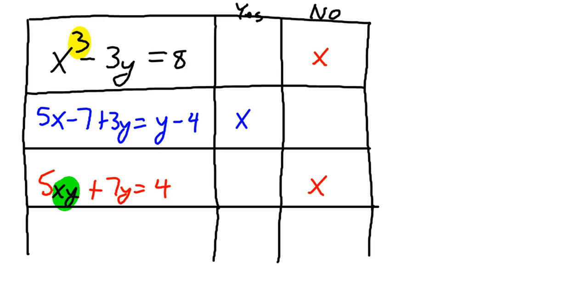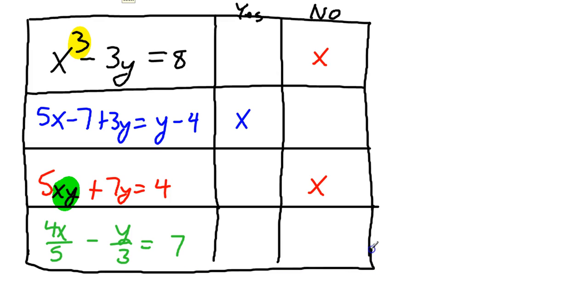Alright, and the last one. Okay, now you've got 5 and 3 in the denominator, but it has to be the variable, so nothing's there. X to the first power, y to the first power, they're not multiplied together. There you go, good to go. That's a yes.